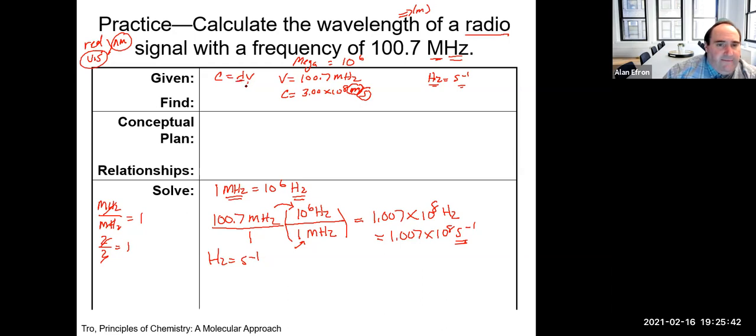We're looking for the wavelength here, so we want to divide that to the other side. That's going to give us the wavelength is c divided by the frequency. Again, using our speed of light in meters per second, divided by our 1.007 times 10 to the 8 reciprocal seconds. Reciprocal seconds means 1 over seconds, so when you divide, the seconds end up on top and they cancel. That leaves you with 2.98 meters, which is what I saw in the chat box there.